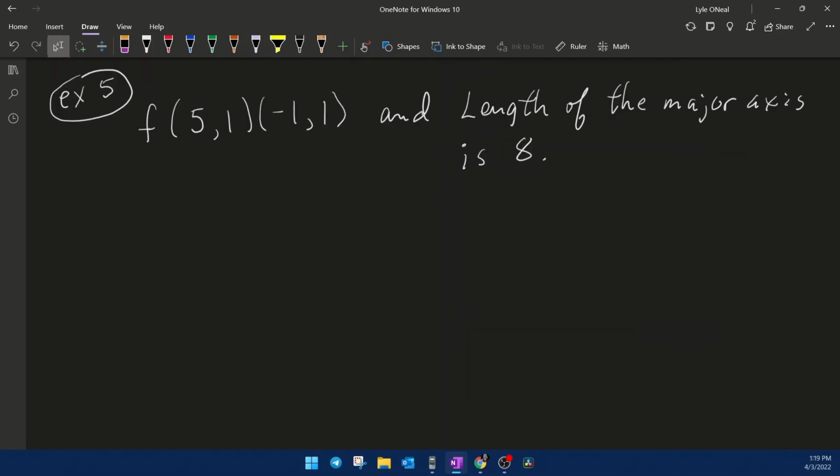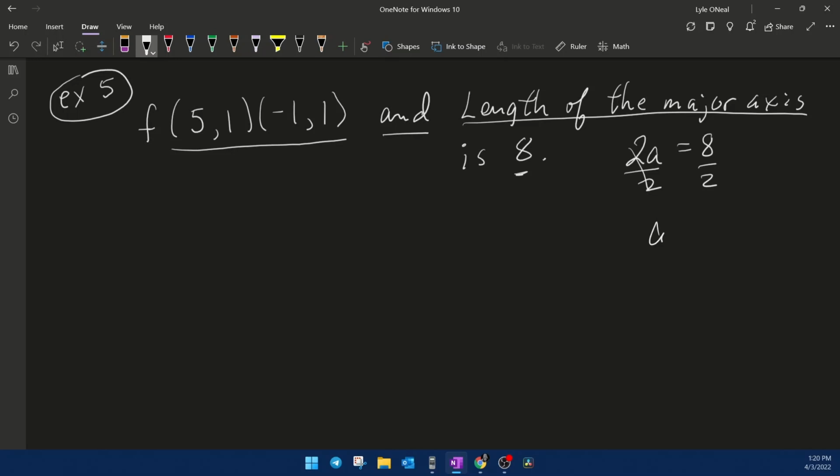Next example. Here we are given some information about the ellipse, and they want us to write the equation. Now, lowercase f would indicate the foci, so here they have given me the foci. And they have also given me the length of the major axis to be 8. So right off the bat, remember the length of the major axis is represented by 2a, but that length is 8. And so we can find a immediately. The value of a is 4.